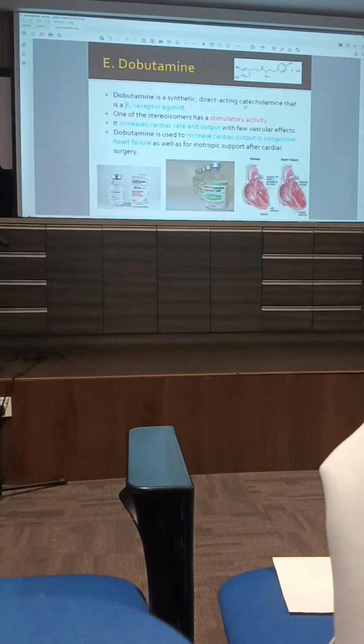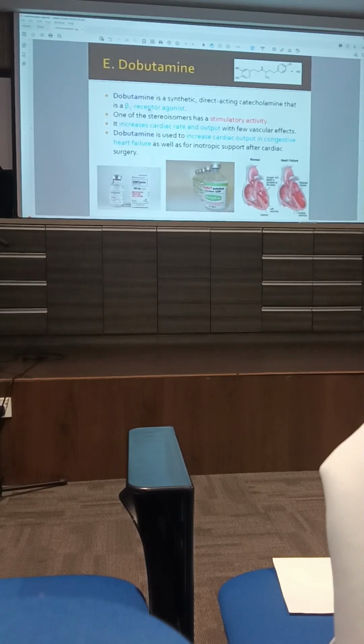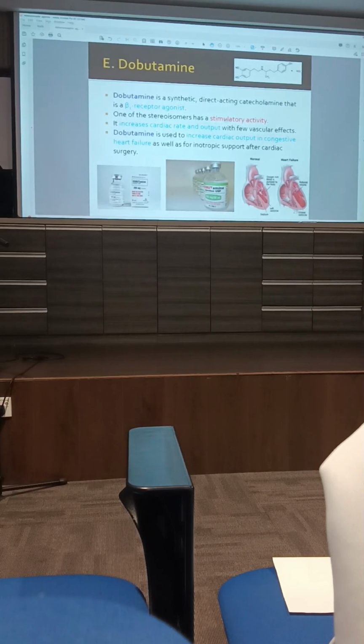Dobutamine is a synthetic direct-acting catecholamine that agonizes the beta-1 receptor. It has stimulatory activities. So when you look at neurotransmitters, you should also look at what stimulates and what inhibits. Dobutamine is used to increase cardiac output in congestive heart failure as well as inotropic support after cardiac surgery.